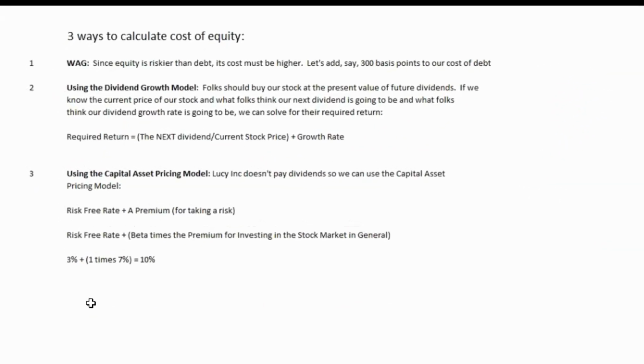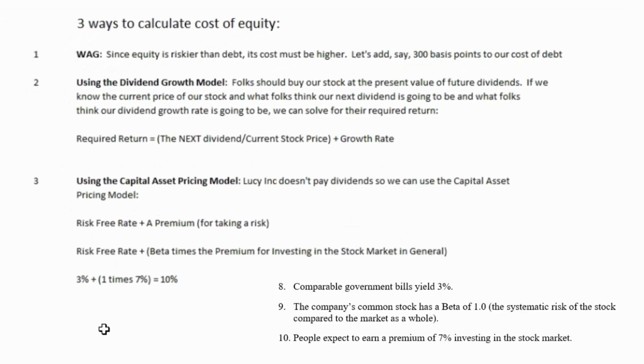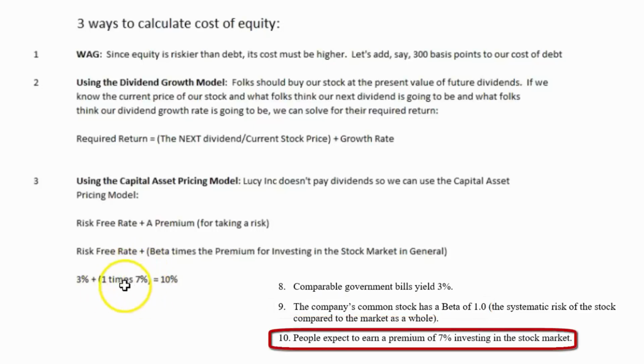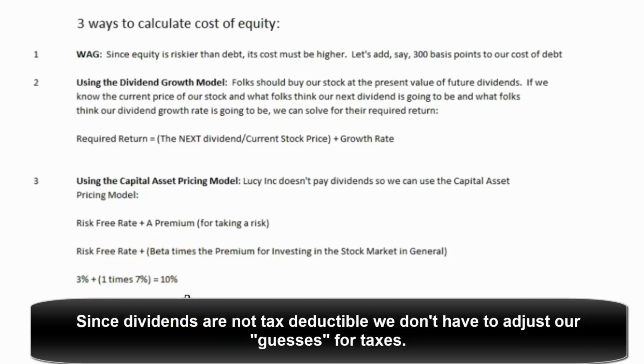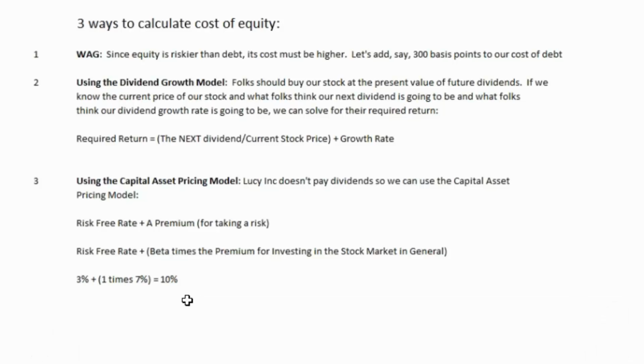So the capital asset pricing model for this particular set of facts is the risk-free rate of 3% plus 1. Remember, W.A.C.C. stock has a beta of 1. It moves just like the stock market. 1 times 7% is 7%. So 3% plus 7% is 10%. And since dividends aren't tax deductible, we don't have to worry about adjusting for taxes.